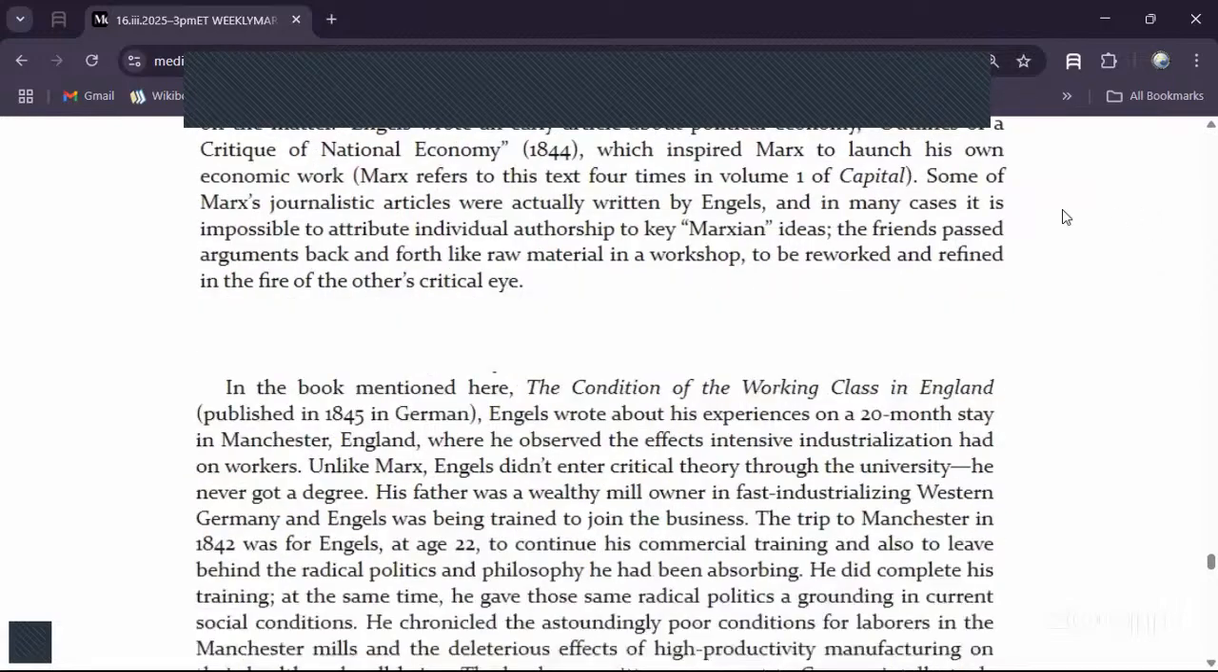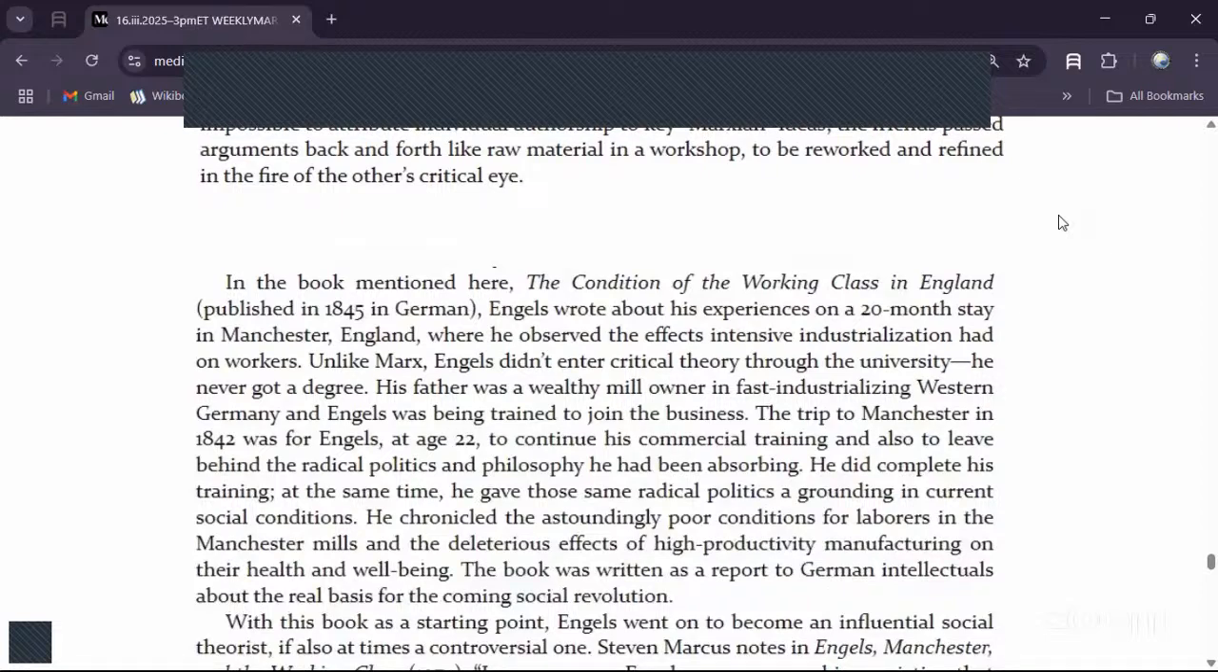Anyway, in the book mentioned here, The Condition of the Working Class in England, published in 1845 in German, Engels wrote about his experiences on a 20-day stay in Manchester, England, where he observed the effects intensive industrialization had on workers. Unlike Marx, Engels didn't enter critical theory through the university. He never got a degree.